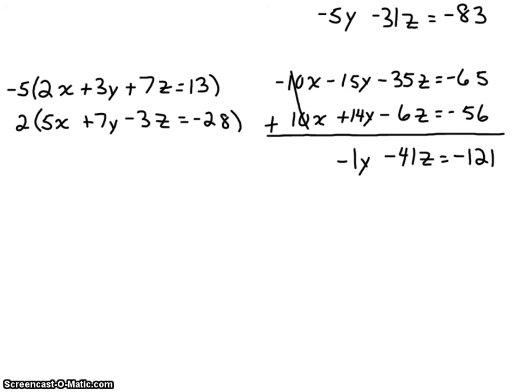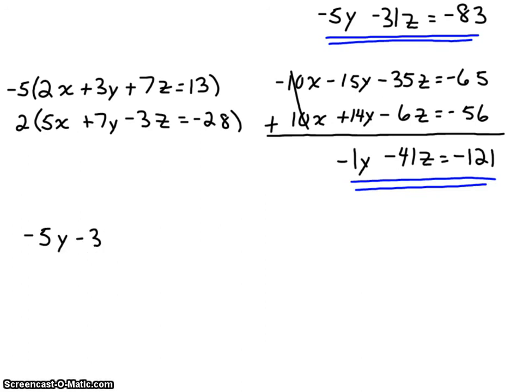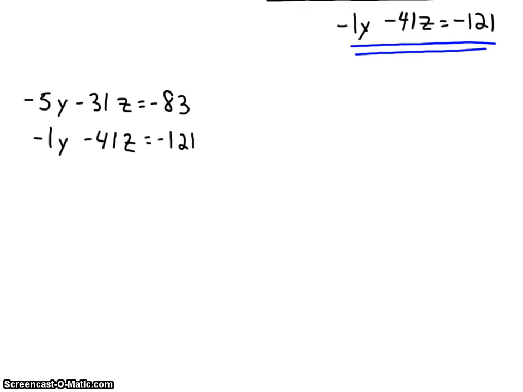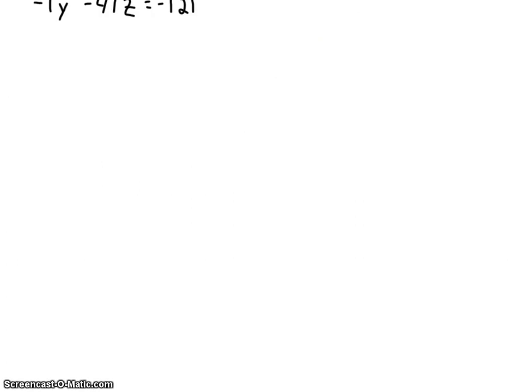Now I have two equations with only 2 variables. I'm going to use those 2 equations now and set up a new system, and eliminate one of those variables. So I'm going to write them down over here. And I'll work on this system right now.